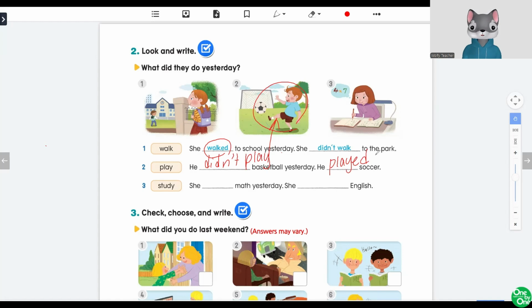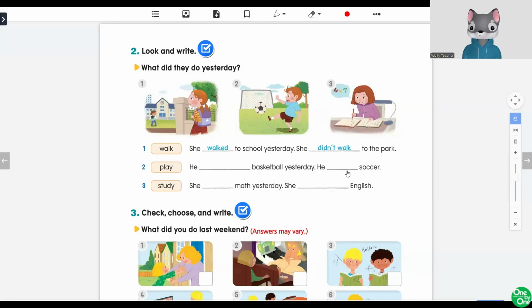Number 3, she. Did she do math yesterday? Look at this. This is numbers. These are numbers. So she studied. Fantastic. There's a Y at the end. So at the end, we need an IED. She studied math yesterday. She, now this is a negative form, didn't. And the original verb itself. Didn't study English. Fantastic. Let's go to number 3 at the very bottom.